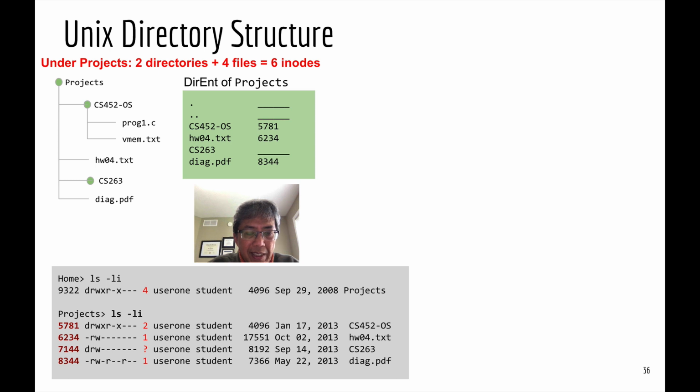Now, using this example, you should be able to fill in the missing number from here. So what do you think the missing number inside that box? Well, you can use the output from ls -li down here to fill in the missing entry in the green box. So the output down here tells you that the inode of CS263 is 7144. So that means that number should be 7144.